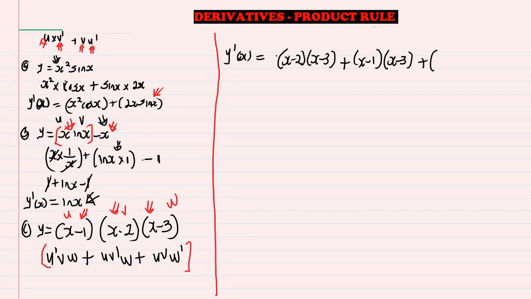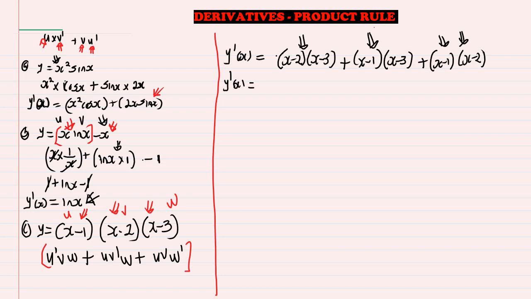Okay, then plus u v multiply w prime. What is u, guys? U is s minus 1. Then multiply v. What is v? V is s minus 2. Then what is w prime? W prime is going to give us 1, because derivative of s minus 3 is going to give us 1. And anything multiply 1 is going to give us the same value. Okay? So this is going to be y prime of s is equal to, now we are going to evaluate this value separately. It's going to be s minus 2 multiply s minus 3 plus s minus 1 multiply s minus 3, then plus s minus 1 multiply s minus 2.